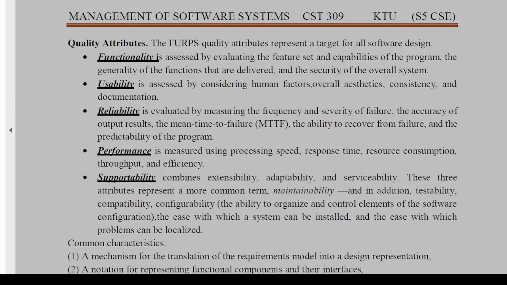FURPS means F means functionality, U means usability, R means reliability, P means performance, and the last one is supportability. Functionality involves the feature set and capabilities of the program and security of the overall system. And usability is assessed by considering human factors, overall aesthetics, consistency, and documentation.